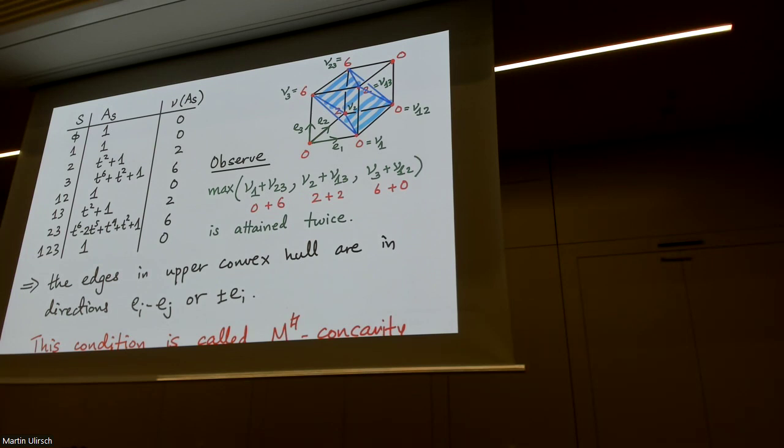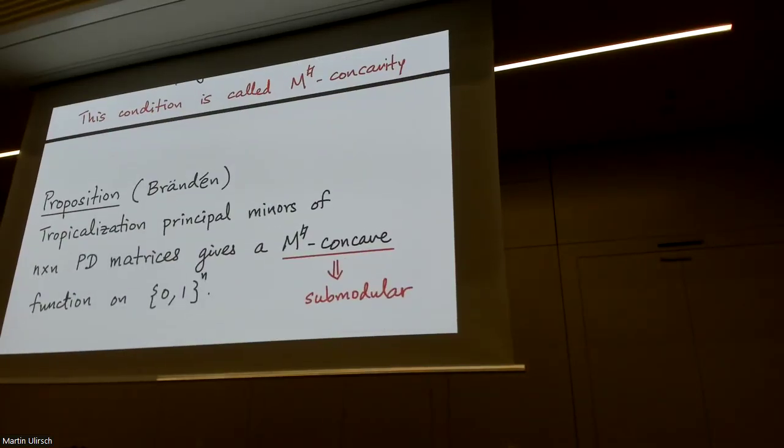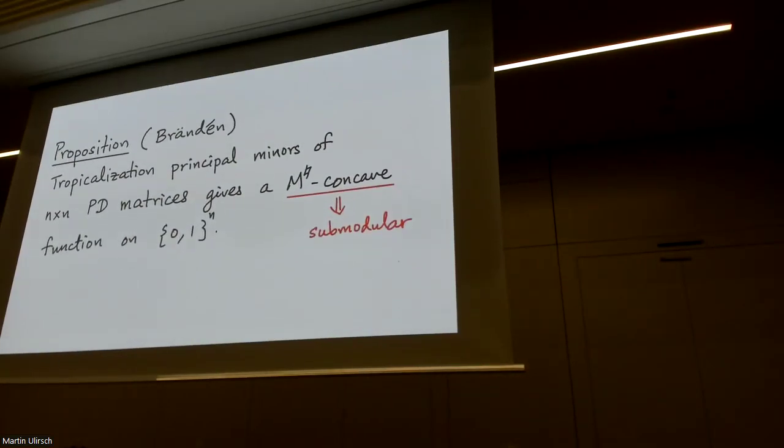You can also observe that this implies the edges in the upper convex hull are in e_i minus e_j directions or plus or minus e_i directions, which are the original cube directions. Okay, so we have that. So this condition is called M-natural concavity. And it turns out that this is always true. And then it is well known that this condition implies submodularity. So this is something stronger than submodularity.